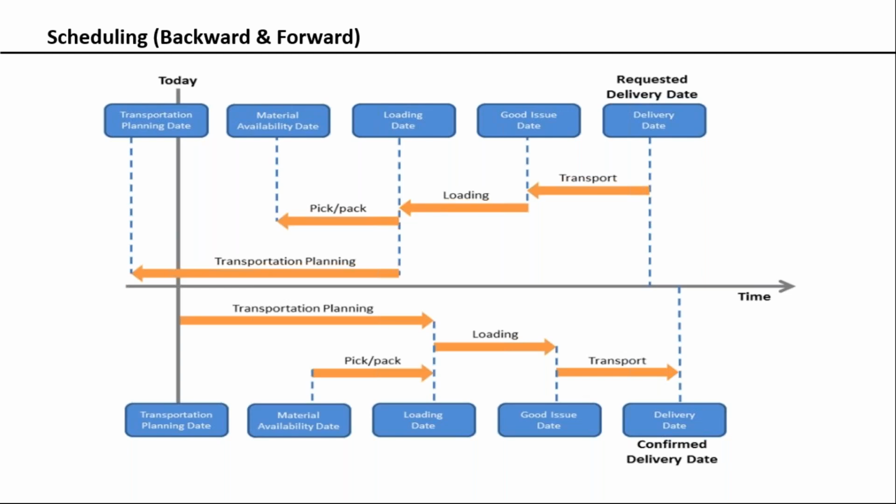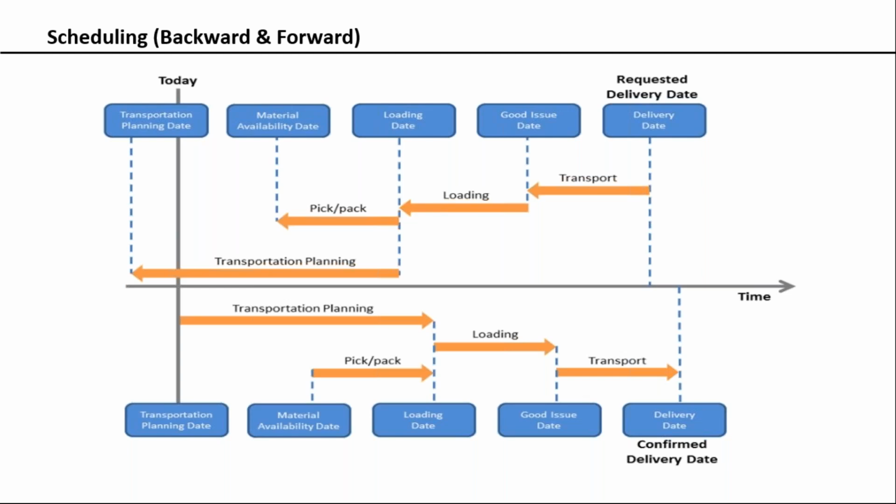In that case, the system will check backward. Tomorrow's date is the 7th, right? Then minus 2 days, it goes to yesterday. So your backward scheduling date is being determined beyond the current date. It's going past the current date. So you cannot determine the material availability date in the past.